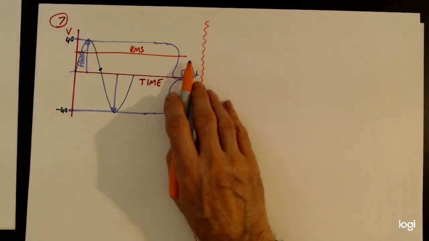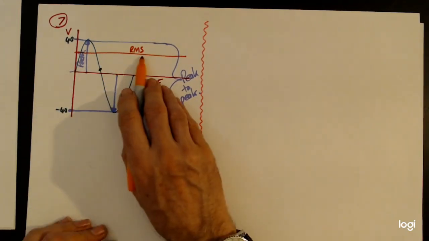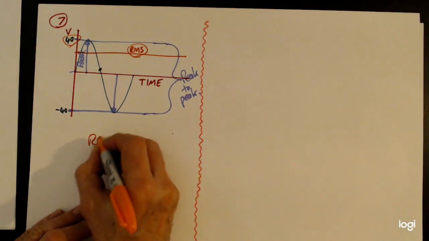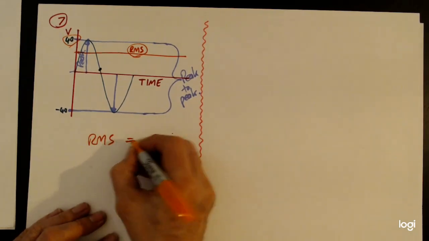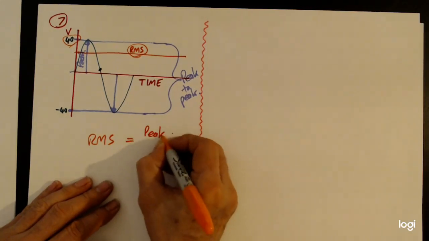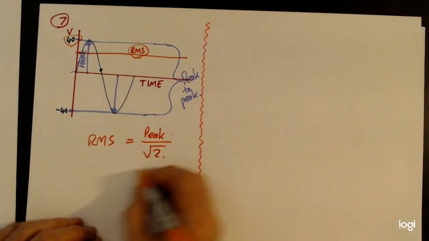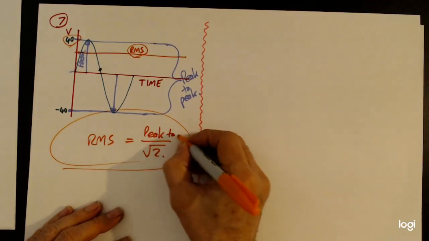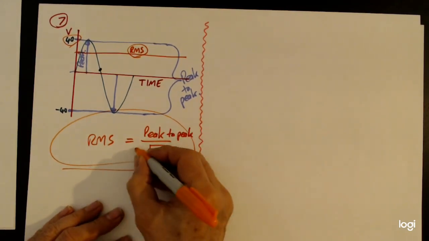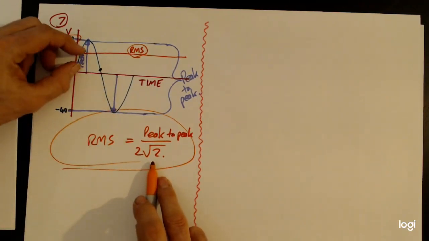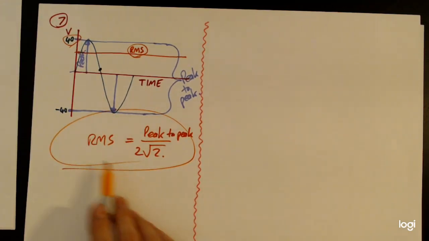All right. And of course, there's a formula relating the peak to the RMS. The RMS voltage and the RMS current, the RMS anything, equals peak divided by the square root of 2. Or it's peak to peak divided by 2 times the square root of 2, because of course you'd have to divide it by 2 and then divide it by the square root of 2. Right, so that's the relationship between the 3 things.